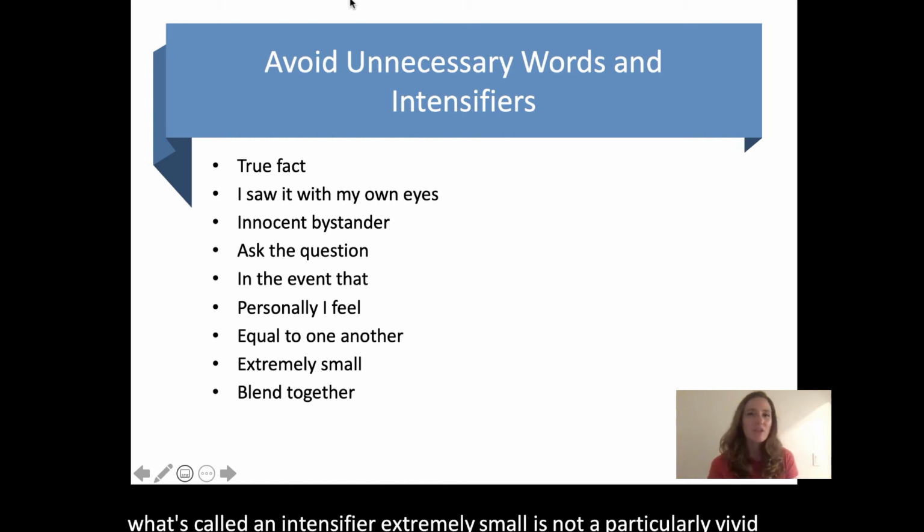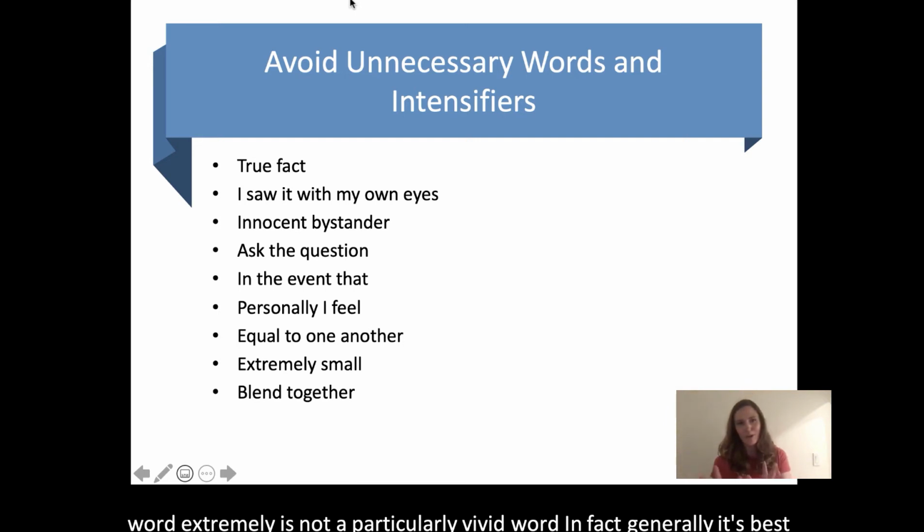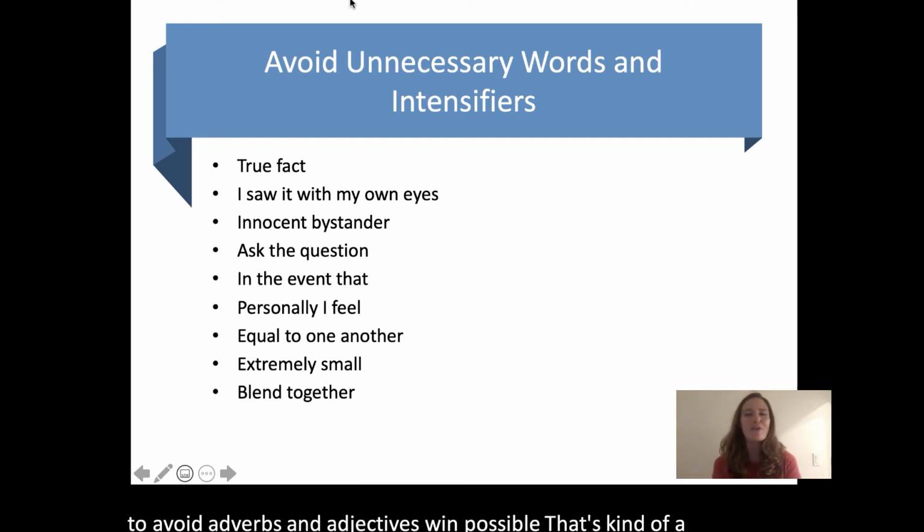In fact, generally it's best to avoid adverbs and adjectives when possible. That's kind of a controversial point, but when possible, avoid excessive use of adverbs. Typically those words end with ly. Instead of saying extremely small, pick one word that means the same thing but is even more precise, like diminutive or tiny. Pick a better word. And then, of course, blend together. That's redundant. Just say blend.